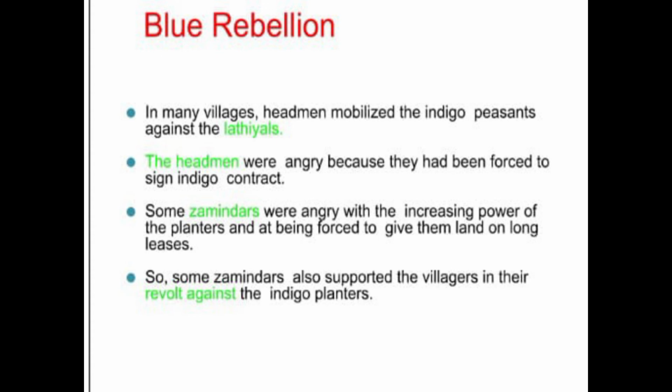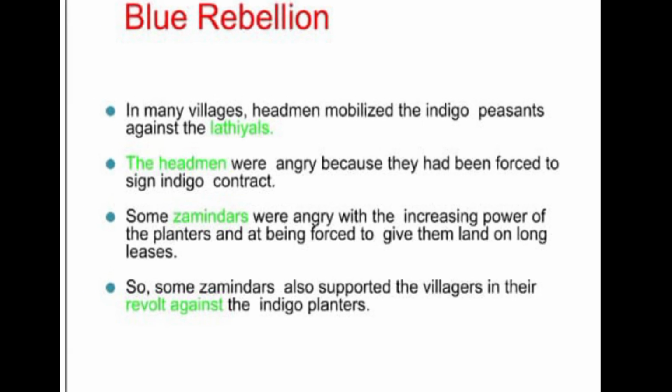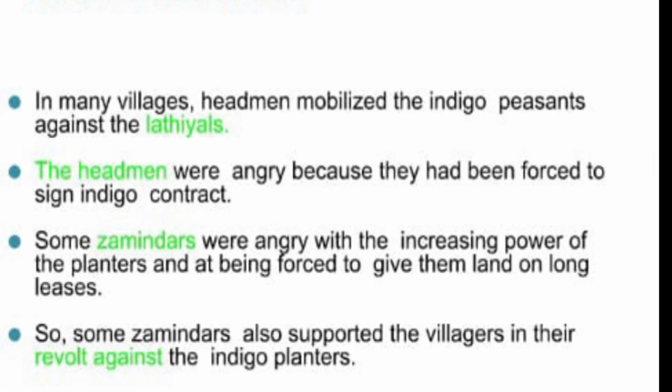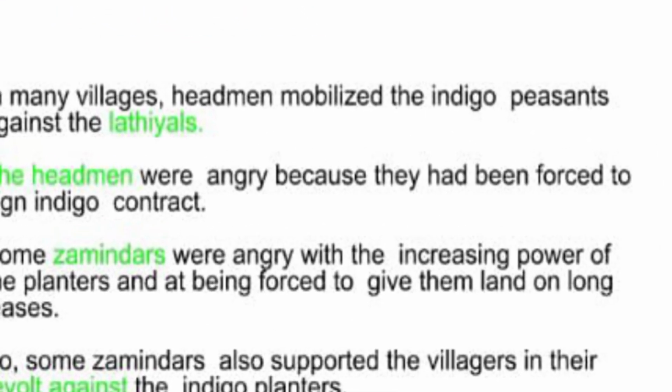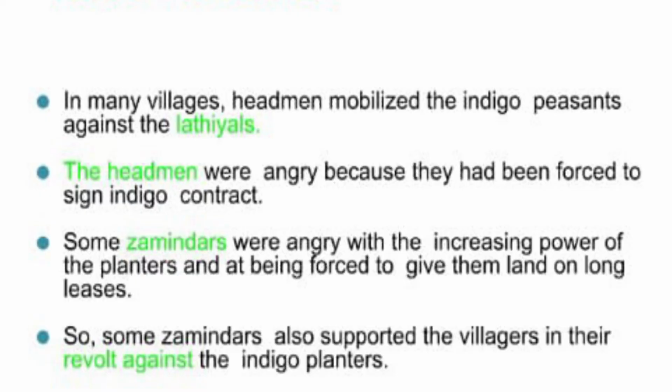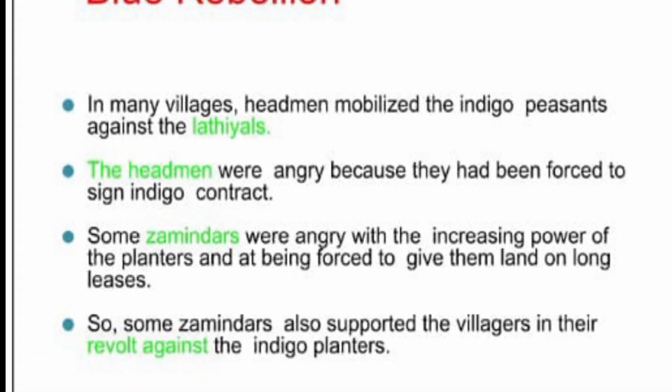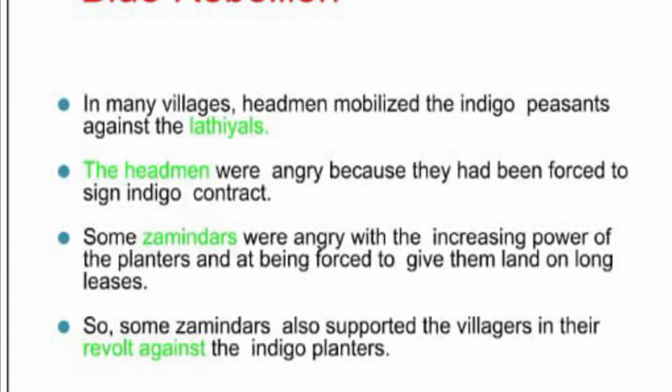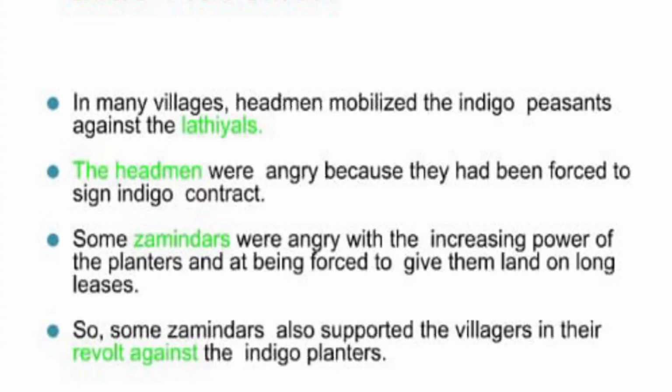The peasants now started to rebel. Many of the peasants in the villages, even the headmen, mobilized the indigo peasants, and all of them were against these kinds of atrocities which were imposed on them. The headmen, the peasants, everyone was angry because they had been forced to sign the contract. If they didn't fulfill the contract, they were pressurized and brutally tortured.